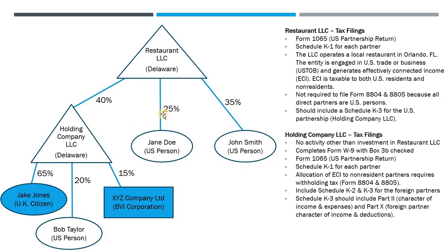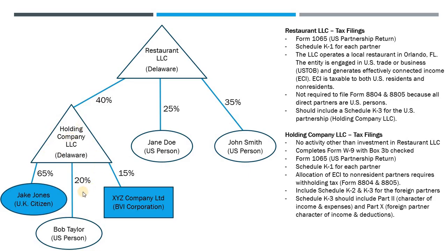Now, prior to when they added the K2 and K3, what would often happen is the restaurant LLC would prepare a 1065, and it would just give a K1 to each partner, right? So it would give a K1 to John, Jane, and then the holding company LLC. And then this partnership would prepare its own 1065 using the flow-through information and then distribute a K1 to each of its 3 partners. Now, the problem with that historically was this company either didn't know or had to make assumptions about what kind of income was flowing through from this partnership down to this one.